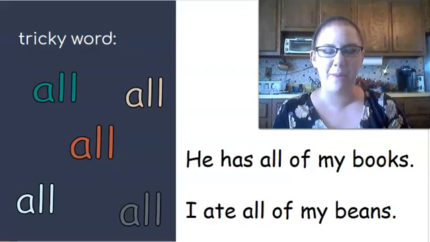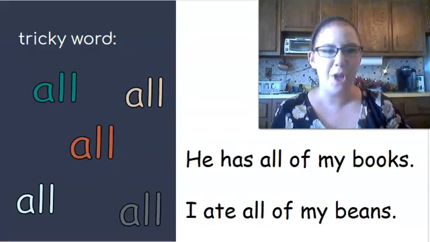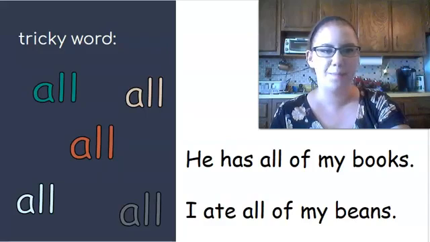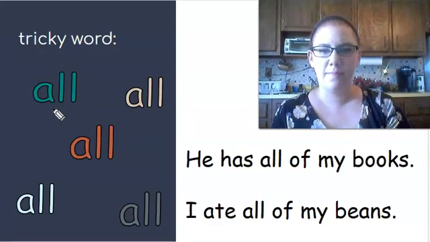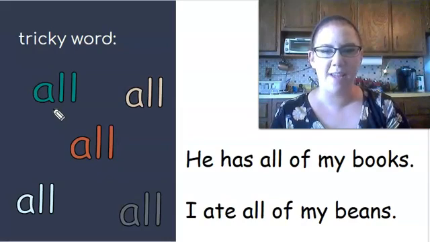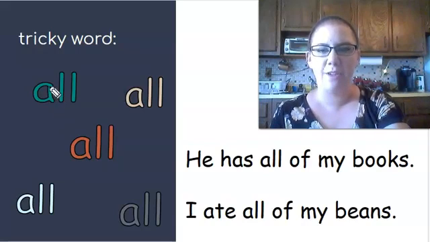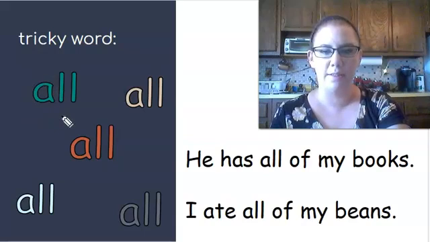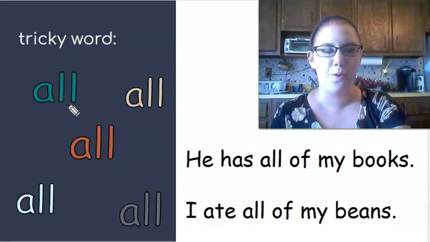Next, we're going to look at some tricky words and spend some time practicing them. Do you know what this tricky word is? If you try to sound it out, you might think it says owl, but that's not quite right. The A actually says aw. The L says its ll sound, but there's two of them. Even though there's two L's, it still just says ll.